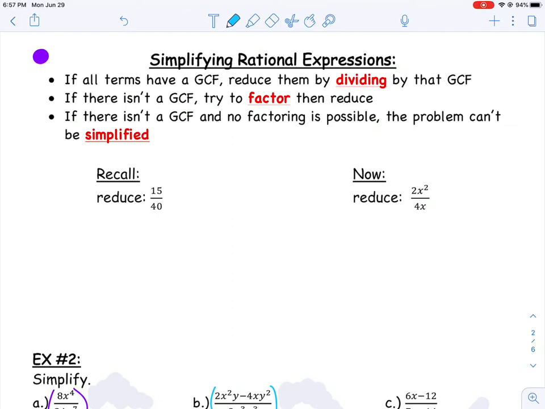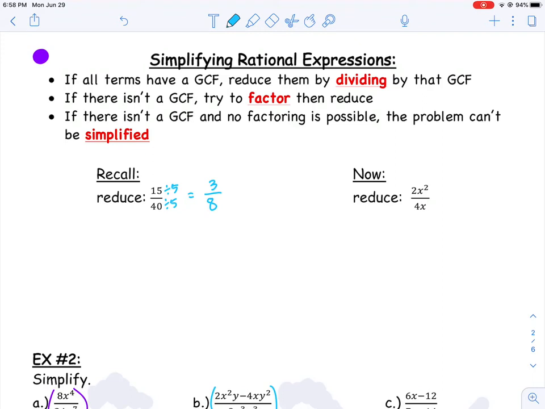Look at maybe just a simple fraction like 15 over 40. If I ask you to simplify or reduce, is there a greatest common factor of 15 and 40? So what can divide evenly into 15 and 40? And what's the biggest number that can divide evenly into 15 and 40? I'm thinking 5. So let's actually go through and divide the numerator and the denominator by 5, that greatest common factor. 5 goes into 15 3 times, and 5 goes into 40 8 times.